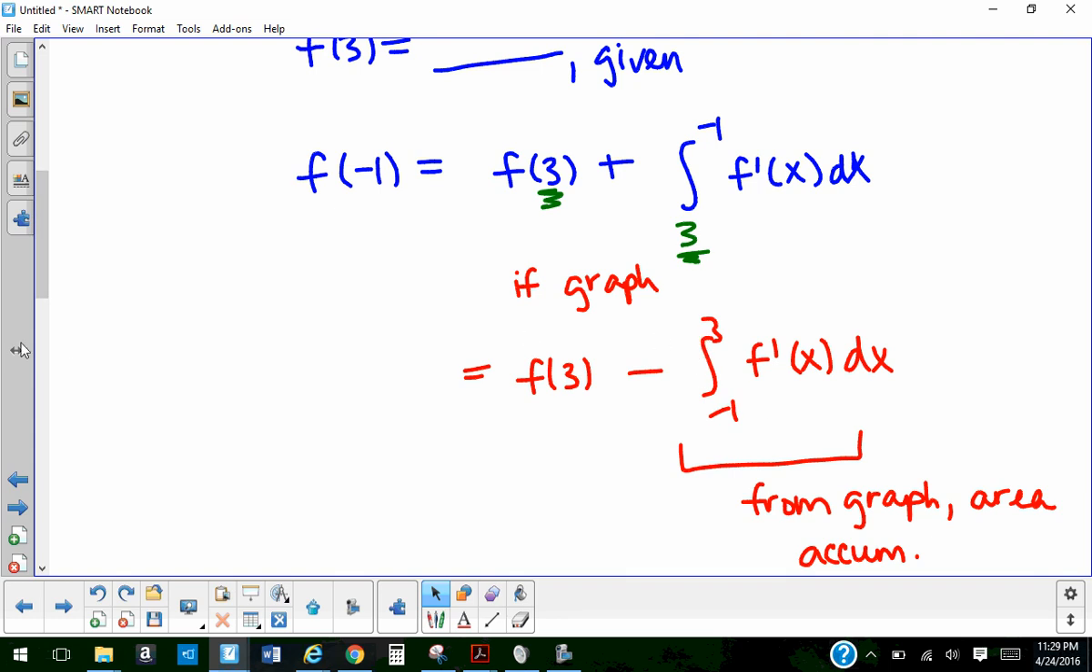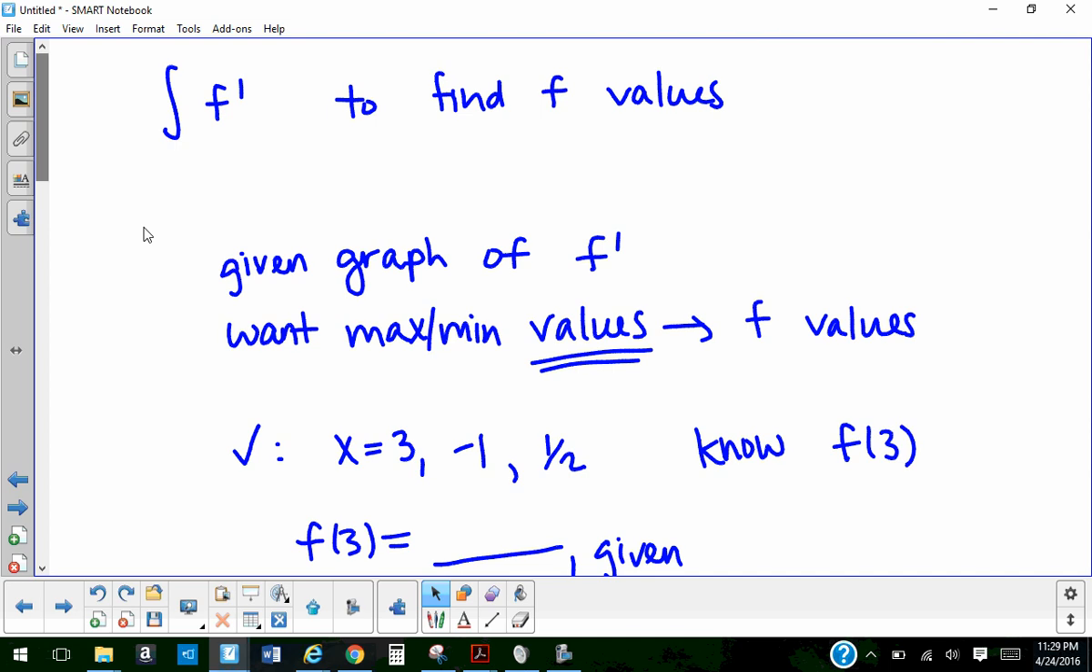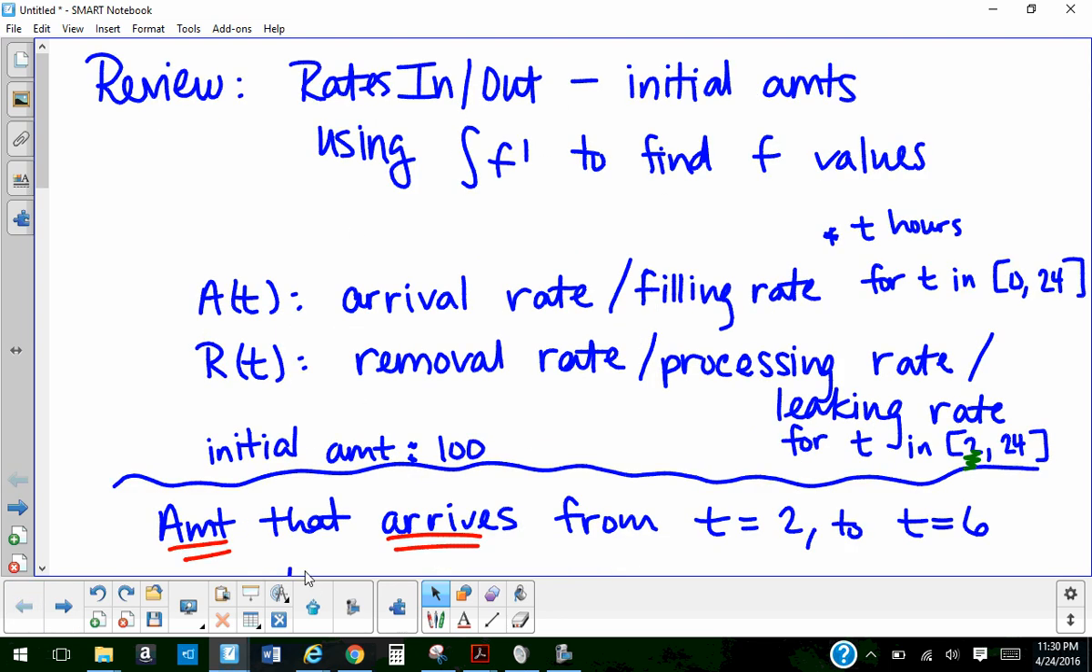Because from a graph perspective to integrate, I need to go from left to right. Okay? This should be all you need to do the packet reviewing initial values, because we've covered what it looks like from a graph and we've covered what it looks like from word problems.